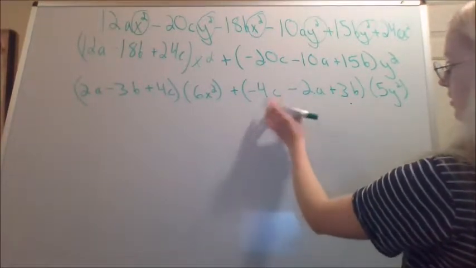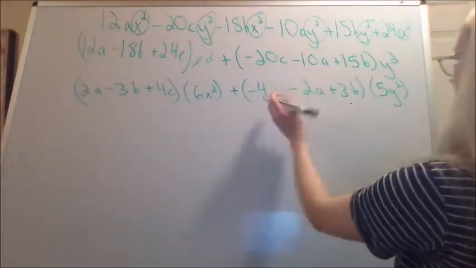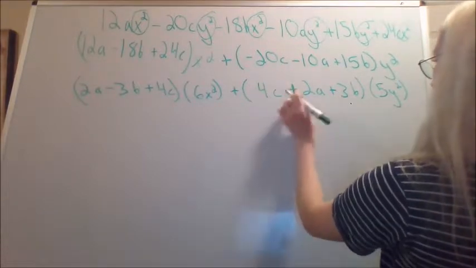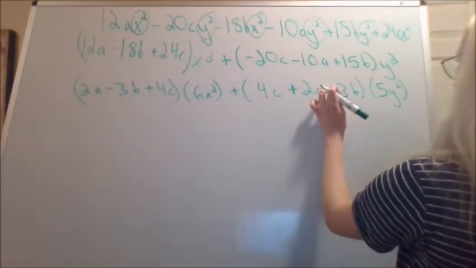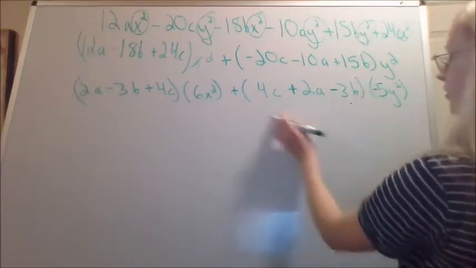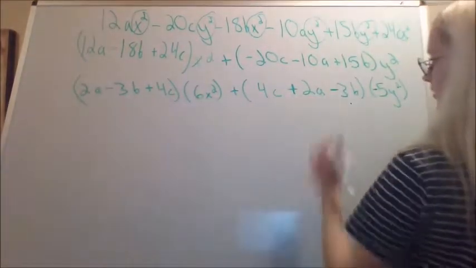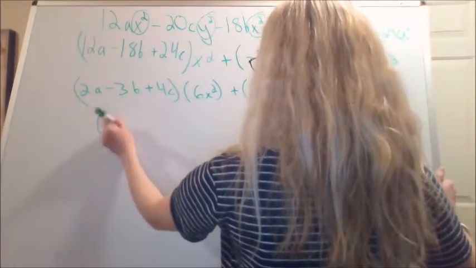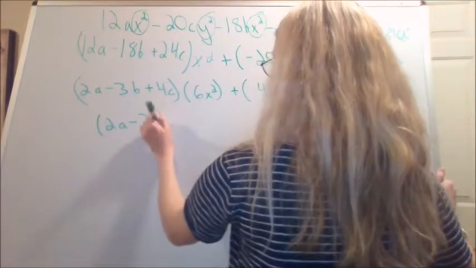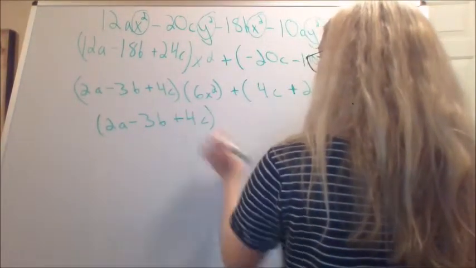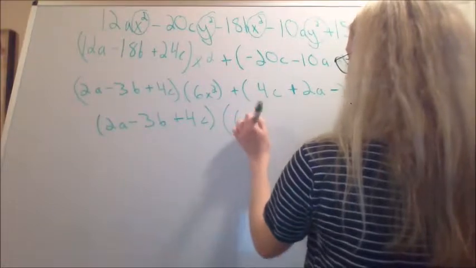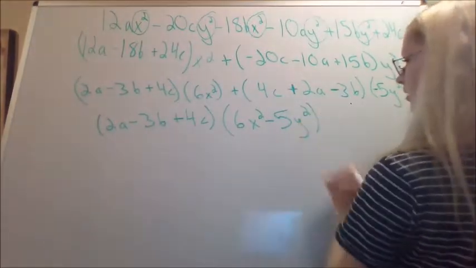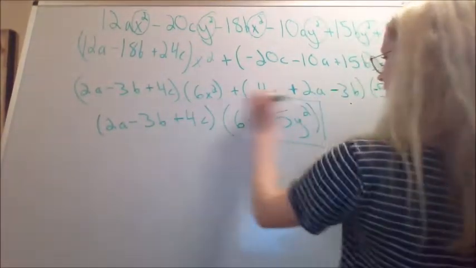Well, if we look at these two terms, 2a minus 3b plus 4c, and negative 2a plus 3b minus 4c, we see that if we factor out a negative out of this term, we make this one positive, that one positive, and this one negative, and then this one negative, we see that we have the same term right here. So we can factor this out. So we have 2a minus 3b plus 4c, all times the quantity 6x squared minus 5y squared. And so here is what we get.